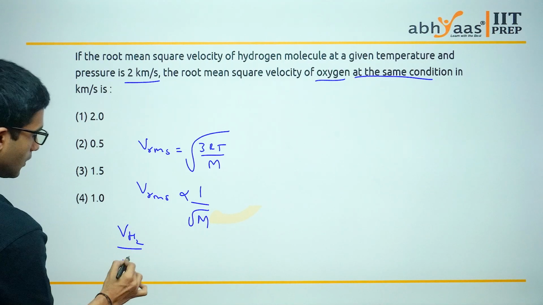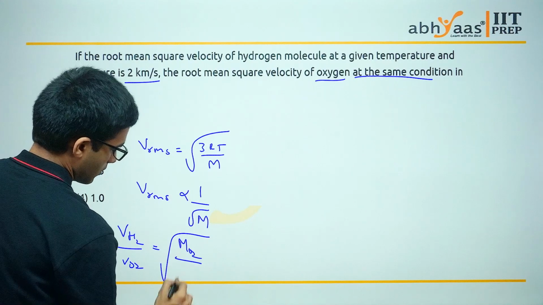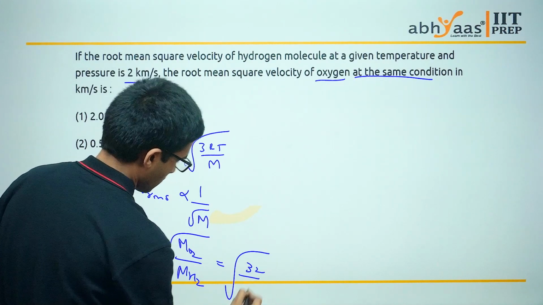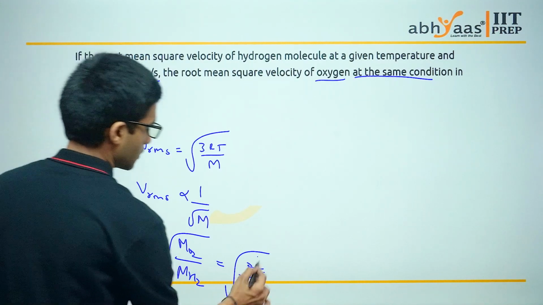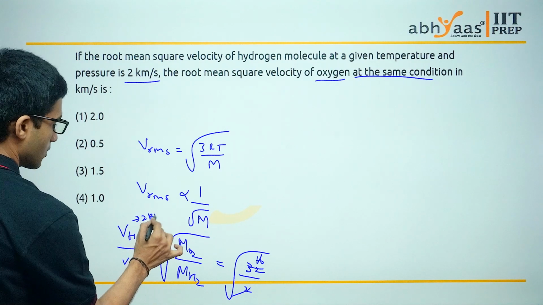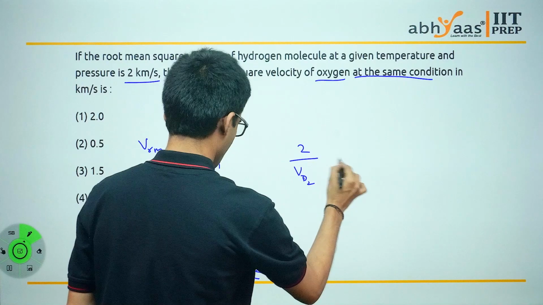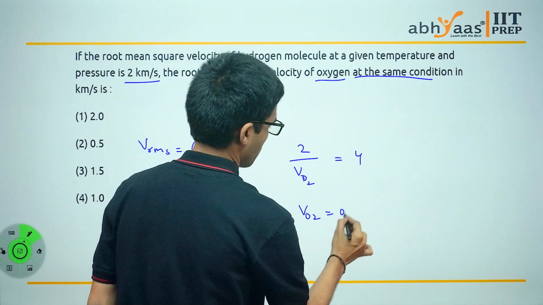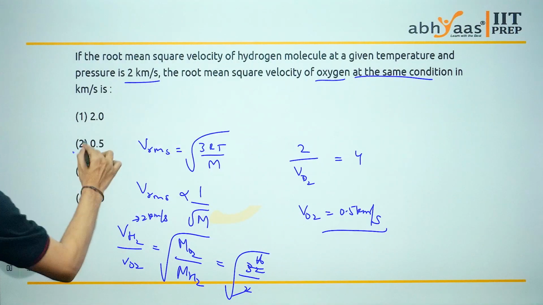So VH2 by VO2 is equal to root of MO2 by MH2. MO2 is 32, MH2 is 2, so root of 16, that is 4. VH2 is 2 km per second, so 2 km by VO2 is equal to 4. Then VO2 is equal to 0.5 km per second. This is the answer.